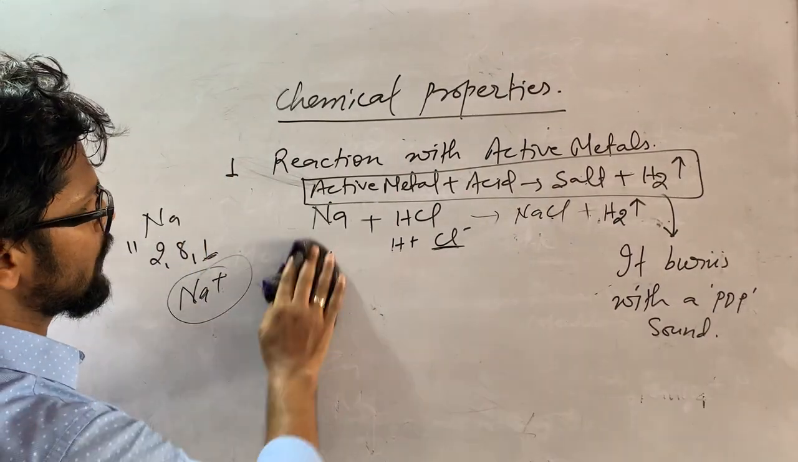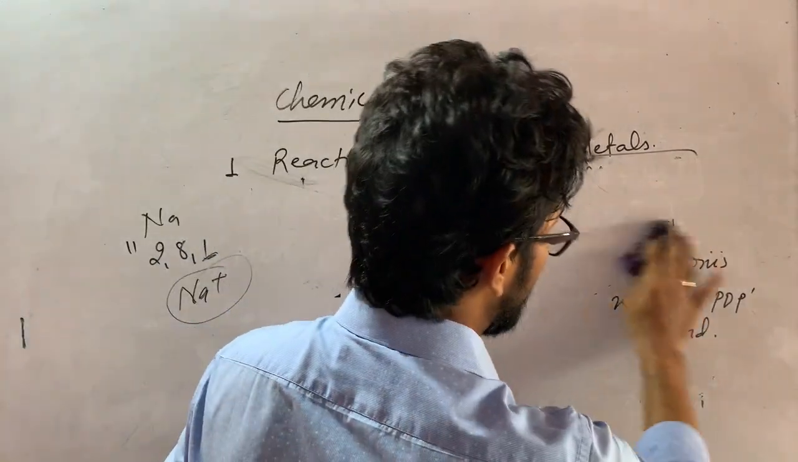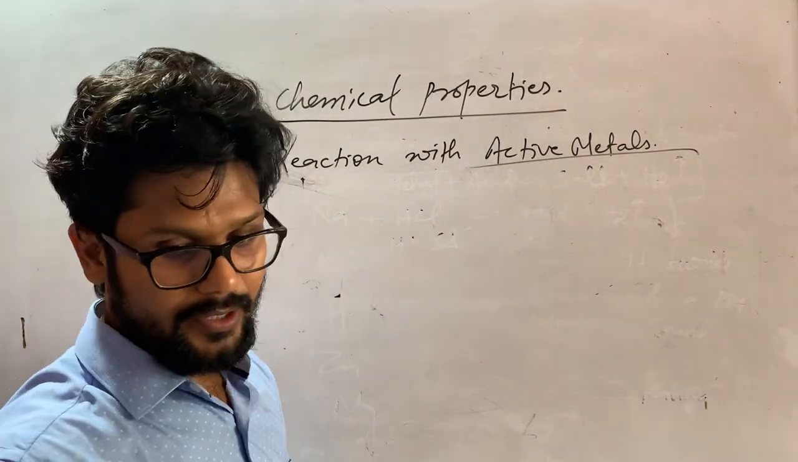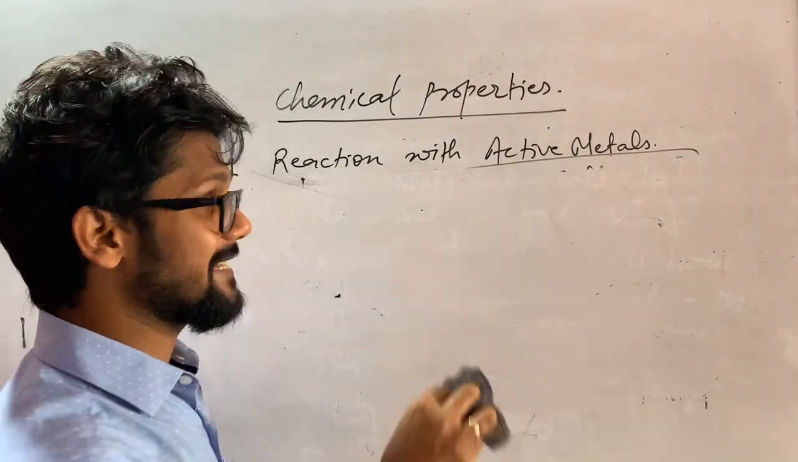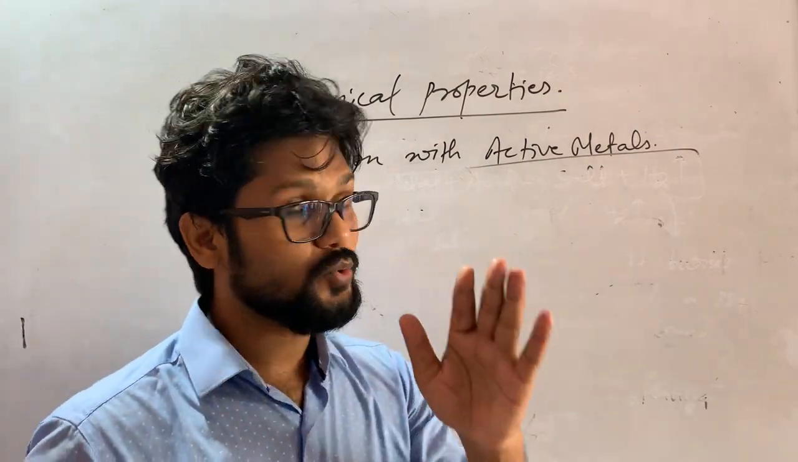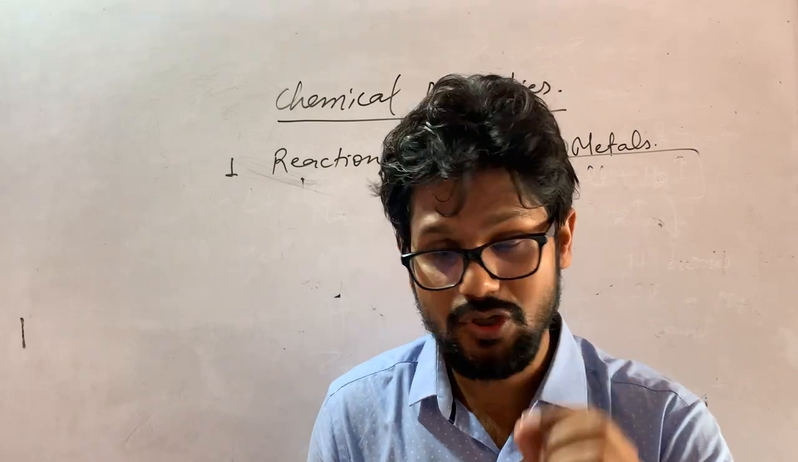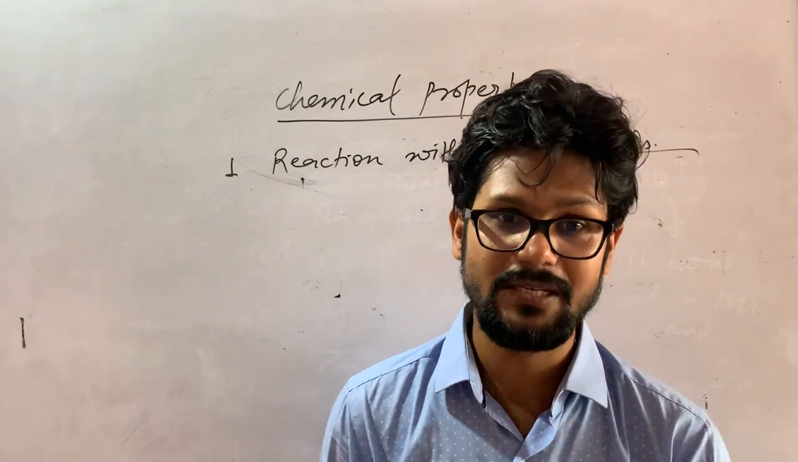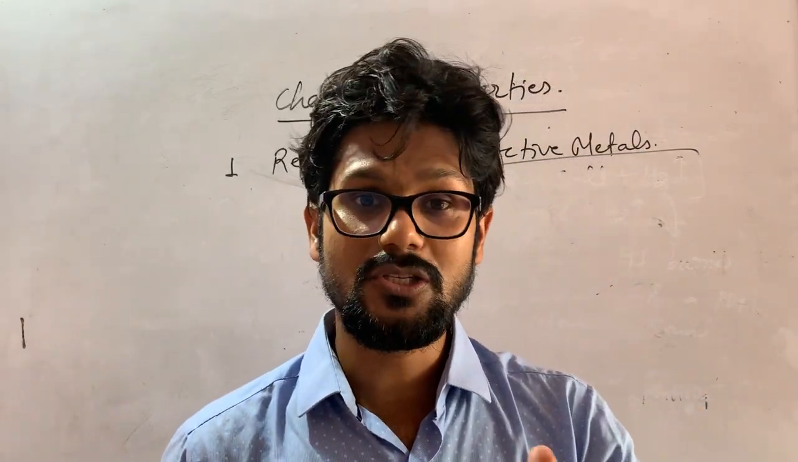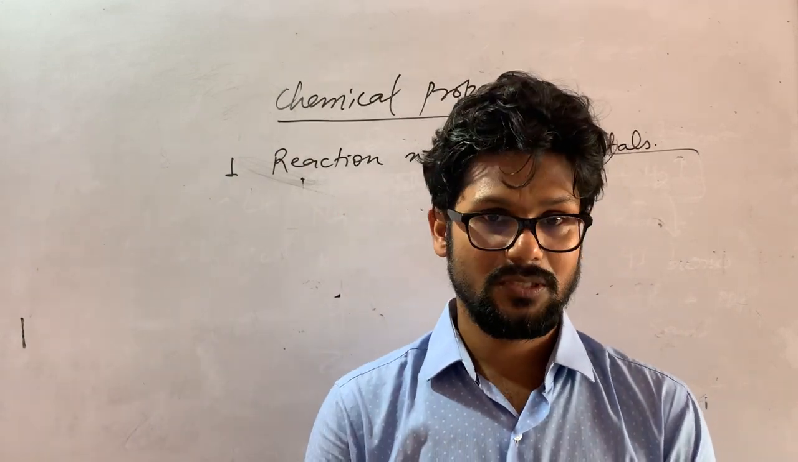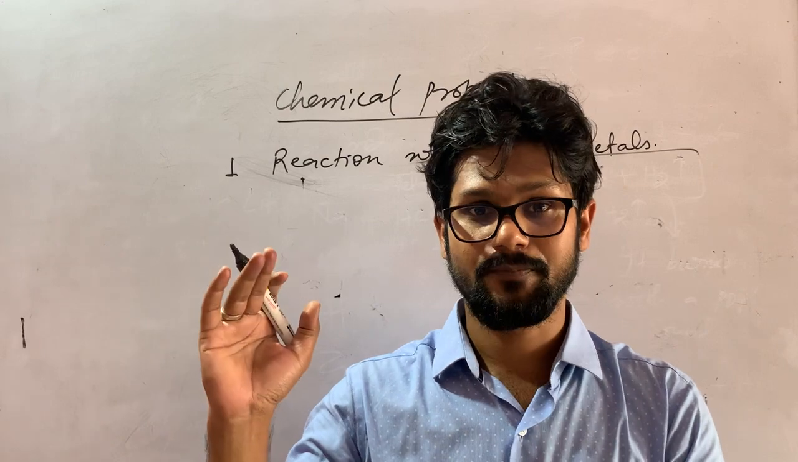One more thing I want to add here in the first reaction: you can take HCl or H2SO4 for the reaction with the active metal, but nitric acid is a very strong oxidizing agent. Once again, nitric acid is a very strong oxidizing agent, so it will not react with active metals in the usual way because it gives a different product.